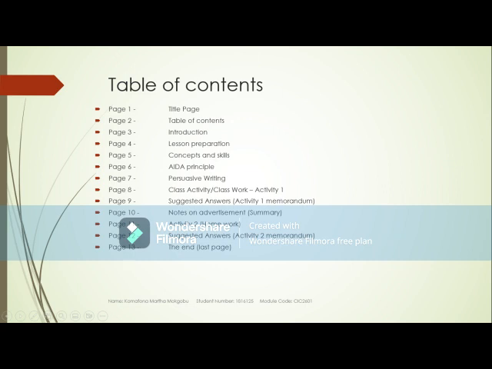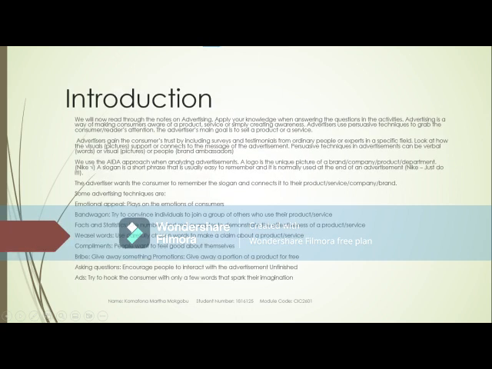So, without wasting time, let's go to the introduction. The introduction says, we will now read through the notes on advertising, applying your knowledge when answering the questions in activities. Advertising is a way of making consumers aware of a product, services, or simply creating awareness. Advertisers use techniques to grab consumers' attention. The advertiser's main goal is to sell a product or service.